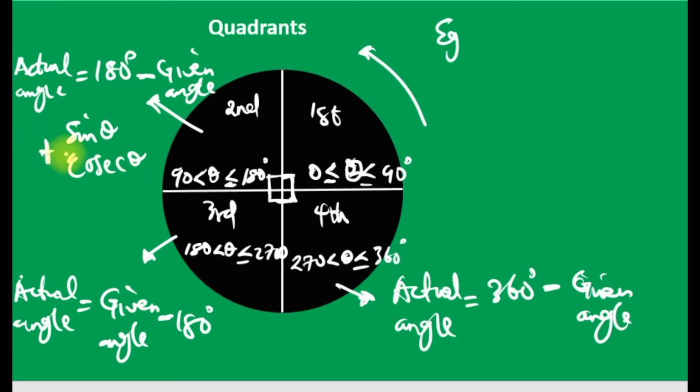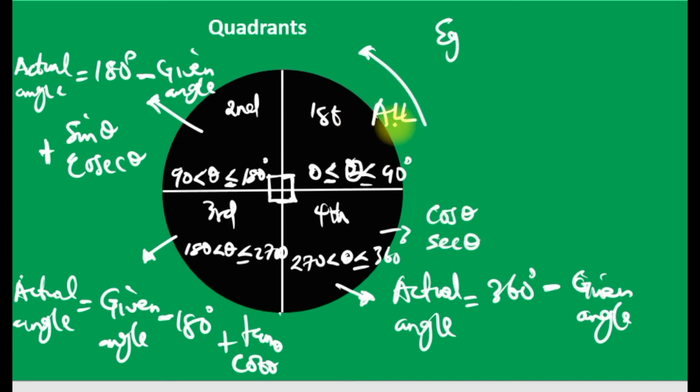So only the two are positive. Other trig functions are negative. Again, in the third quadrant only tan and its reciprocal, which is cot, are positive. Why in the fourth quadrant only cos and its reciprocal, which is sec? In the first quadrant, all are positive. All the trig functions are positive. So with this information, we can solve a lot of questions.